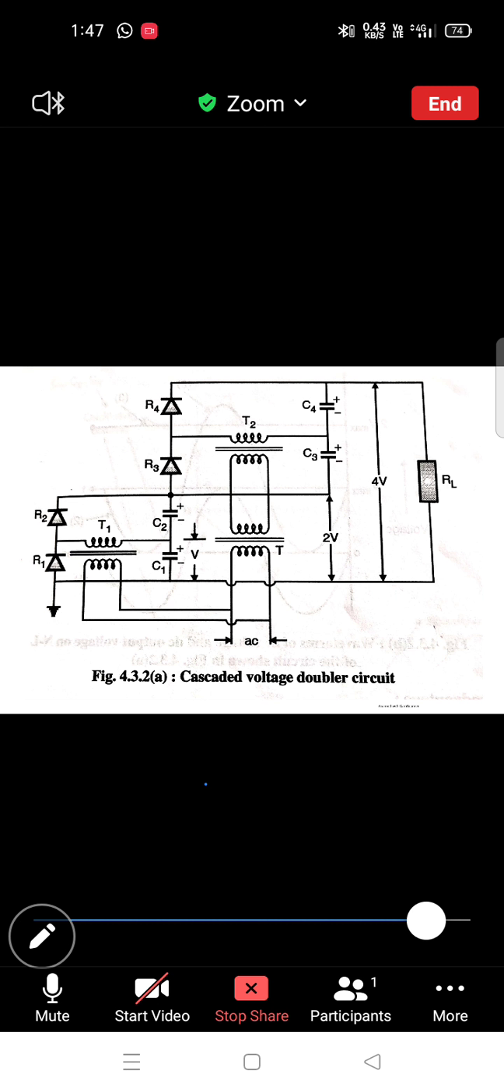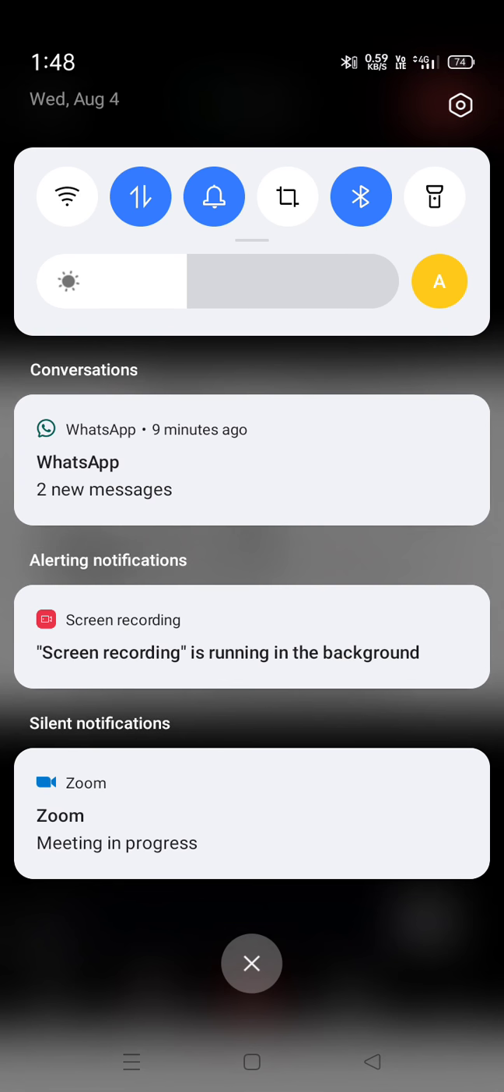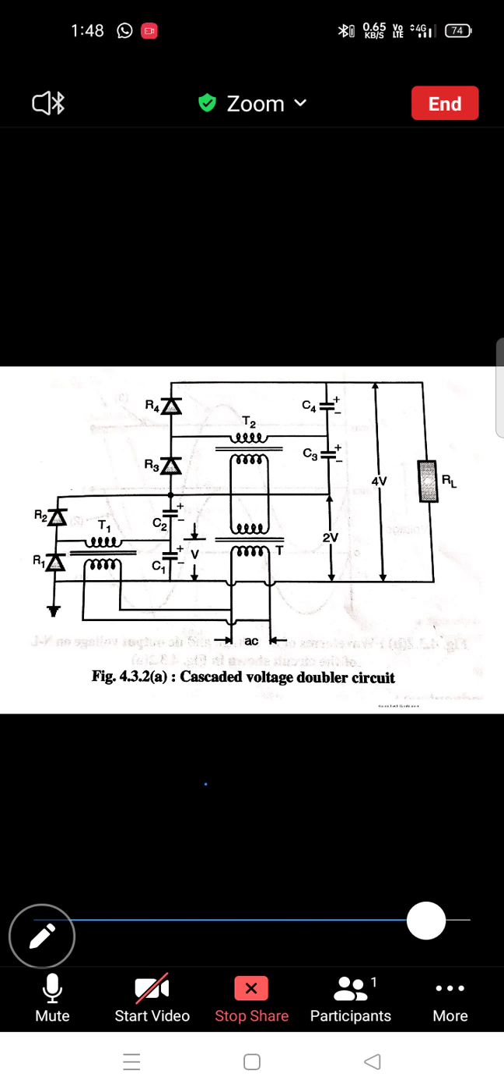So if in any case the current across the load increases, the output voltage will immediately get reduced. So we need to consider this and apply it only to loads which have low current requirements. Okay, now in cascaded form we also saw the advantages and disadvantages of this doubler circuit.